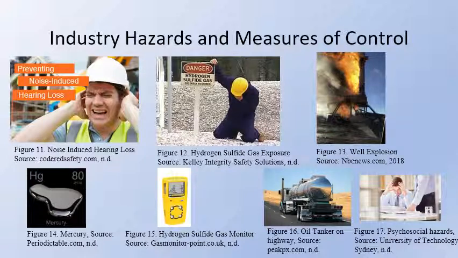The industry hazards and measures of control. So in terms of hazards, these are some of the major hazards shown from figure 11 to 17, except for figure 15, which is a solution. Figure 11 shows noise. So noise is a big hazard in the industry all over the place because you're using equipment which is noisy. And anything above 85 decibels, according to OHS Alberta, is not good for hearing. So there needs to be some sort of noise protection in place.